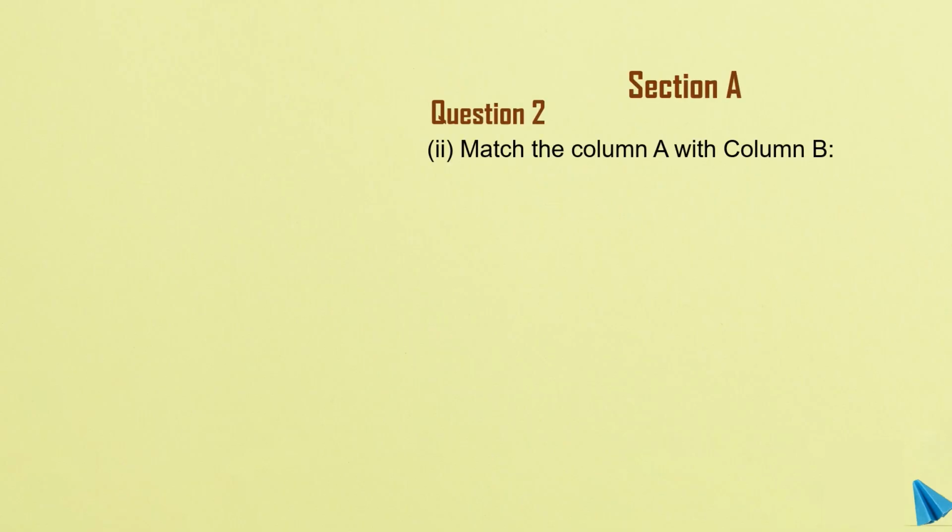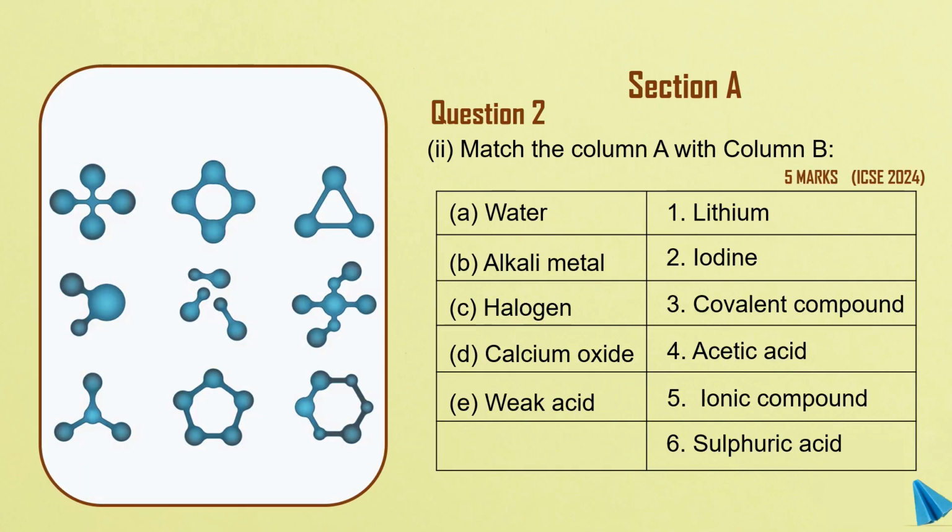So now we have the second question from section A. Match column A with column B. This is again asked for 5 marks. Your first column, column A, includes water, alkali metal, halogen, calcium oxide, weak acid. Column B includes lithium, iodine, covalent compound, acetic acid, ionic compound, sulfuric acid.